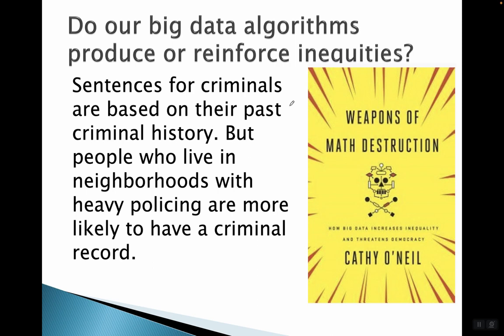Sentences for criminals are based on their past criminal history, but people who live in neighborhoods with heavy policing are more likely to have a criminal record. Not because they're necessarily more criminal, it's just that there are so many more police around, so they're going to have more brushes with the law, and the police are going to catch them doing things. Again, this vicious circle.